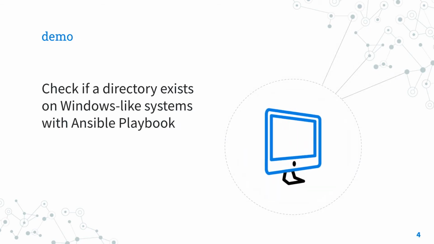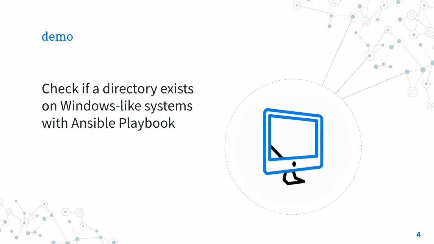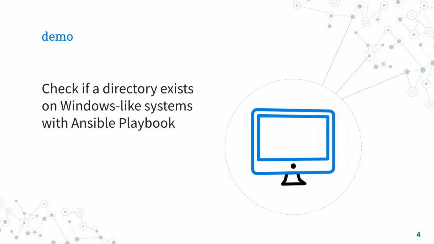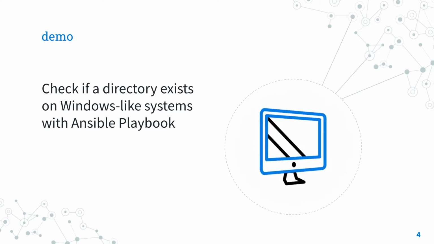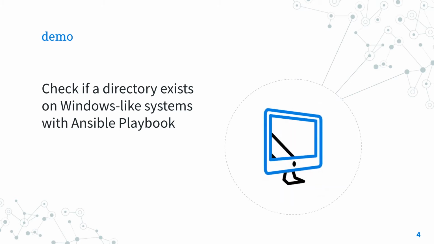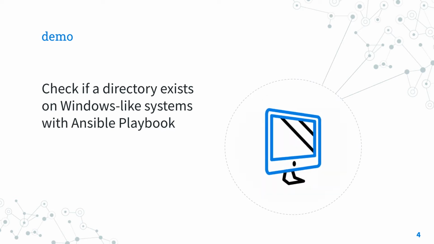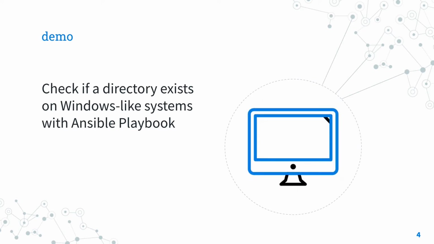The best way is to get our hands dirty. So let's see together how to check if the example directory or folder exists on the desktop of the user on a Windows-like system with an Ansible Playbook. Let's have fun!